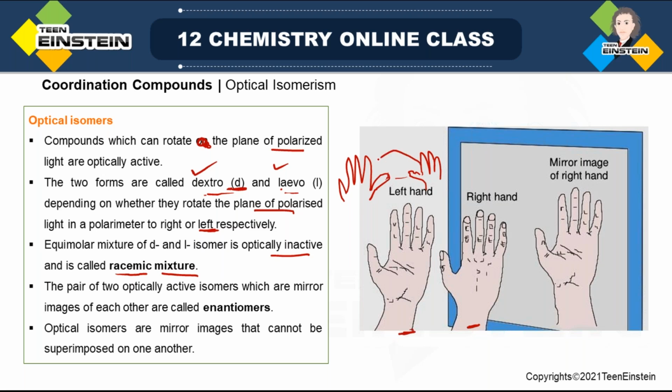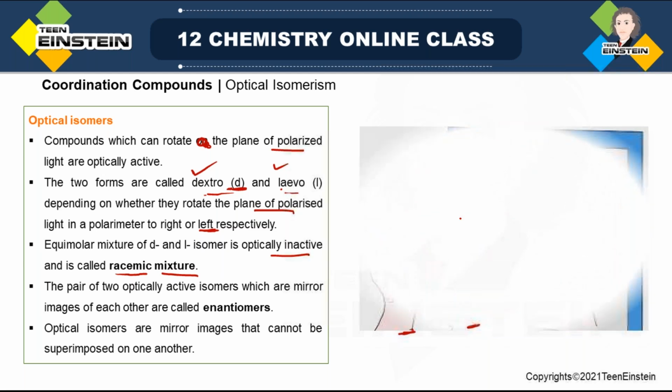Now when you are trying to superimpose, what will happen? The right hand thumb will be on this side and the left hand thumb will be on this side, so it is not superimposable. That is what I'm trying to show here. But when you take the mirror image of the right hand, it looks like the left hand. So that is why it is said that a mirror image relationship is present between them. Fine.